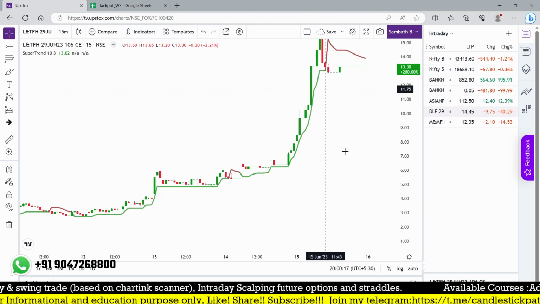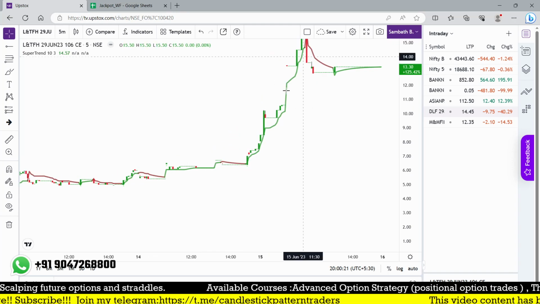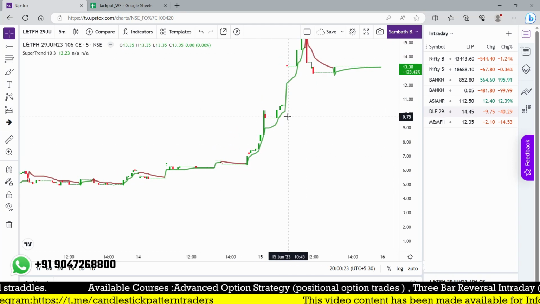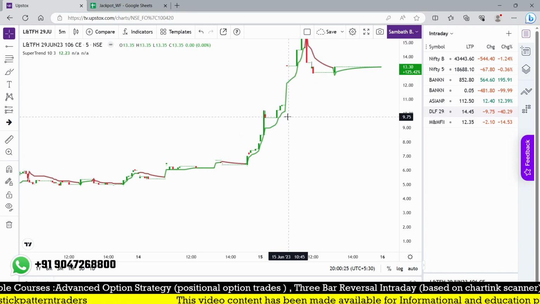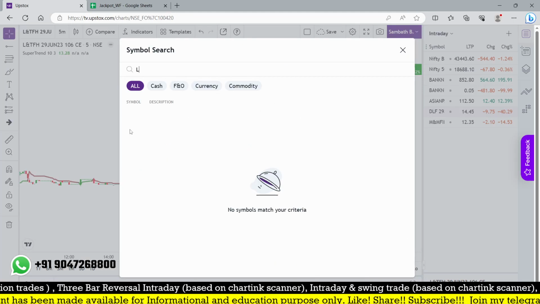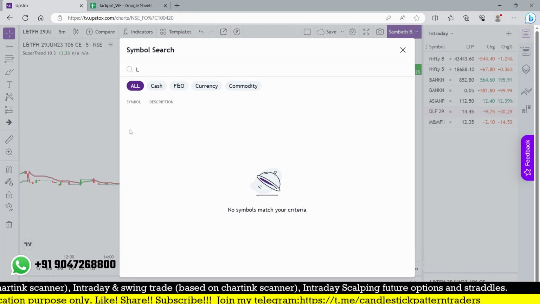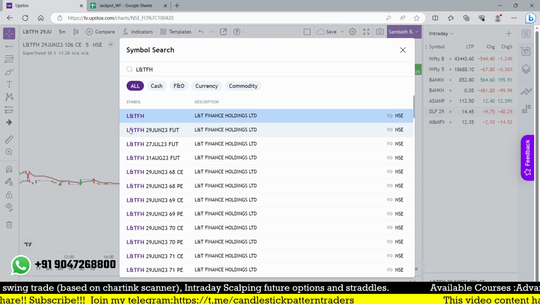So you can use it, and just look at this. It's about a 15 minutes, 5 minutes. Maybe I'm not going to take this option because it's deep in the money compared to our entry point. So that is why it's not liquid. Let me go to L and T FH. What is today's opening price?